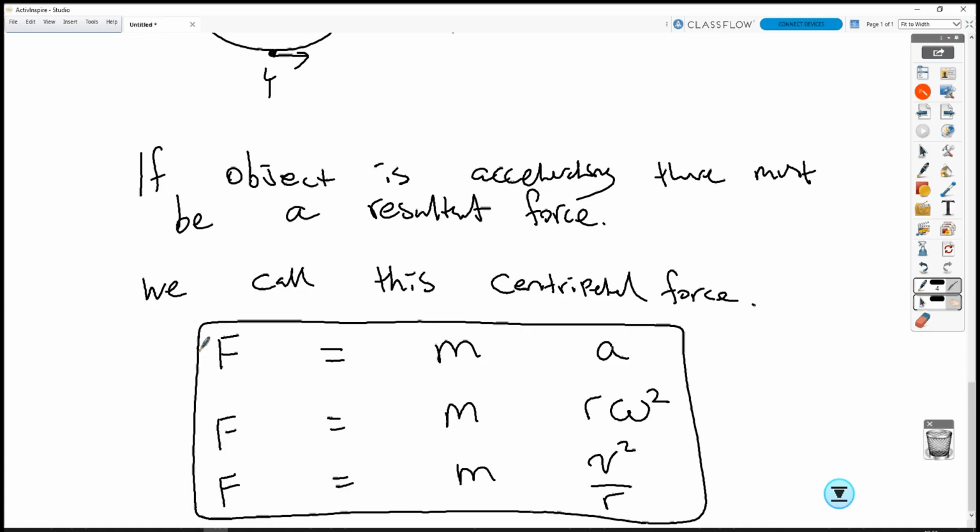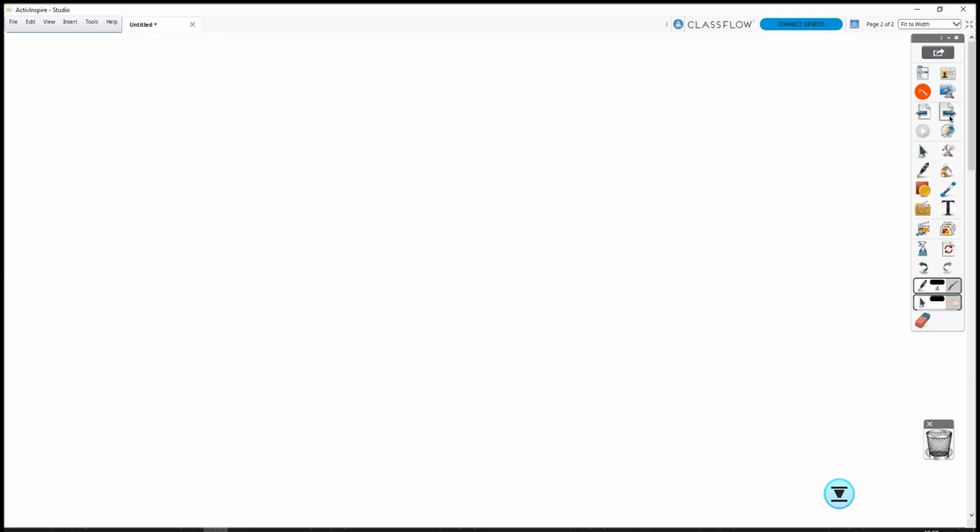And next you have to consider how different objects actually move in a circle. So let's look at a few different examples. Start a new page. So this one is a bridge.